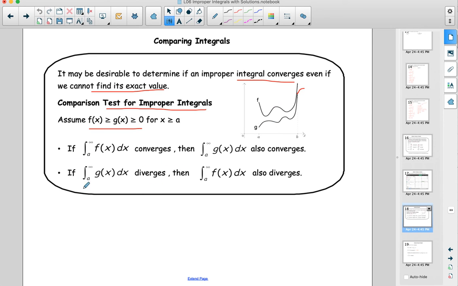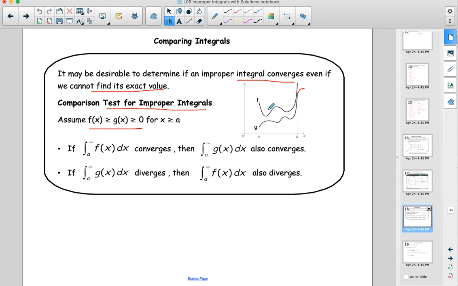And this one here says sort of the opposite of that. It says if the area between the curve g of x and the x-axis diverges for g, it must also diverge for f, because f is above g. Now, if g converges, that doesn't mean that f is going to converge.